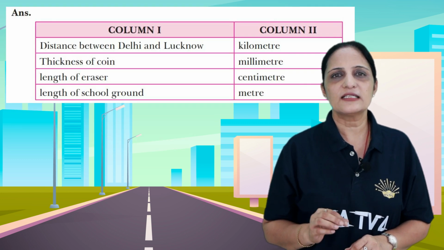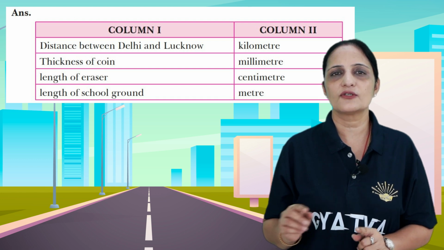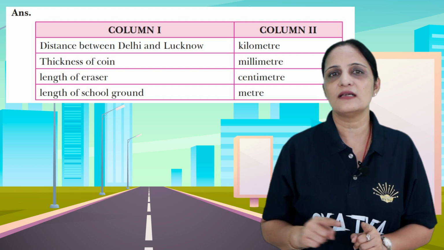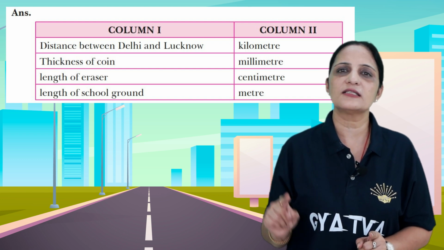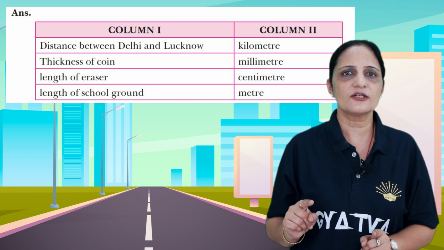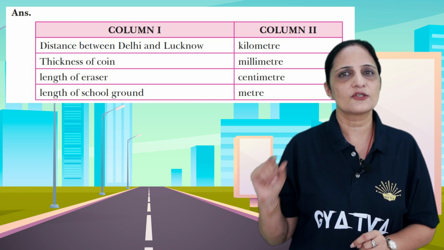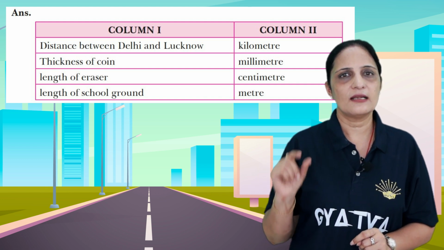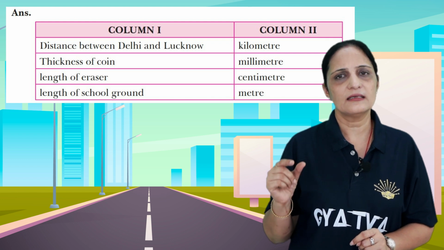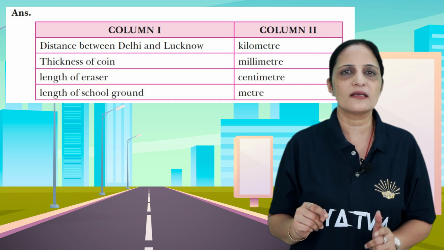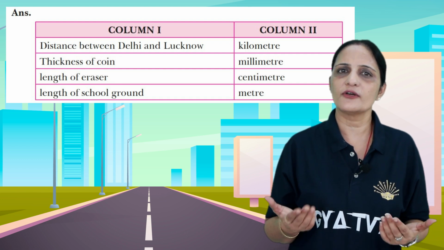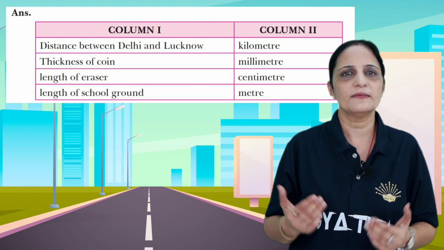Column 1, distance between Delhi and Lucknow. So definitely it is a huge distance, a large distance. So we will be using a larger unit of measuring distance, that is kilometer. Thickness of coin, it is very small, so it would be millimeters. Length of eraser, again centimeter. Length of your school ground, it would be in meters. Likewise the length of your room also, that is also measured in meters.